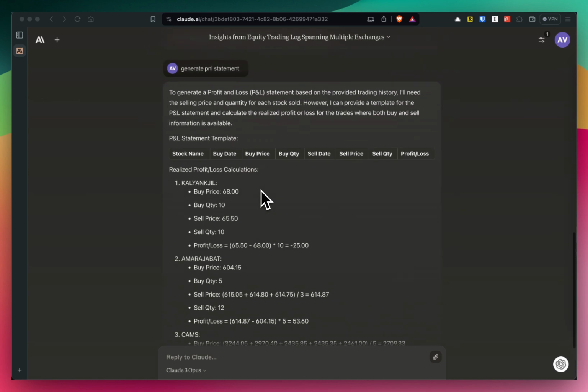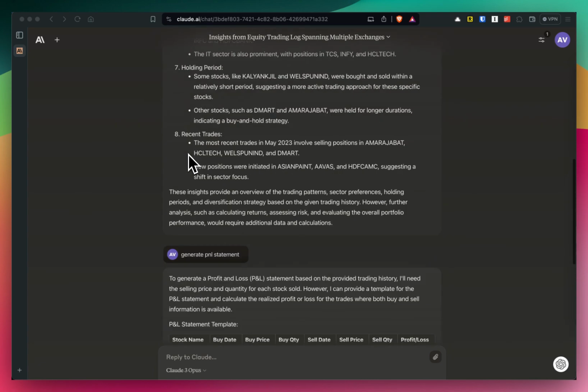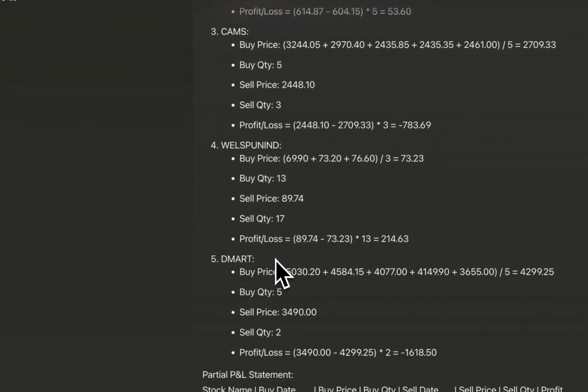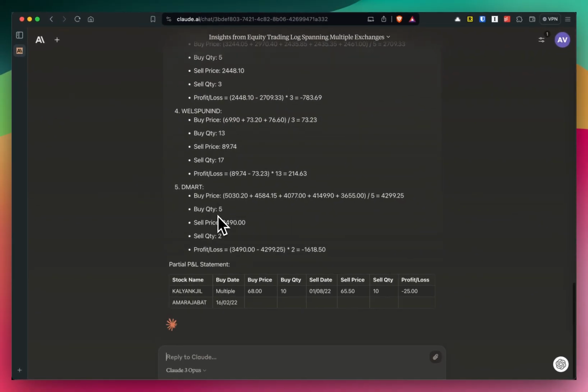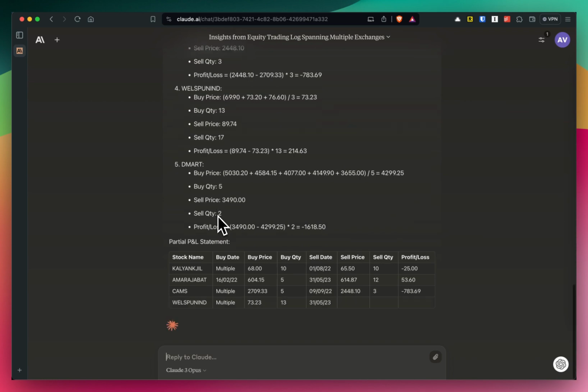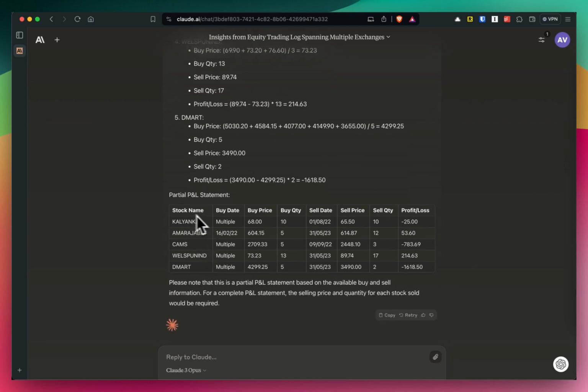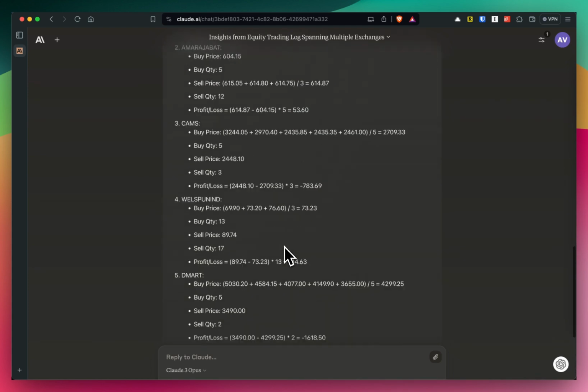So while this is running, I want to hop over and show you an advanced technique for how we can improve and optimize it. While some of this is still generic, and the optimization might still not work because of the data not being available. So now it's showing you a partial P&L statement in the form of a nice summarized chart. Buy dates are multiple, buy prices, quantity, sell price, sell quantity, averages. So this is like a partial P&L statement.